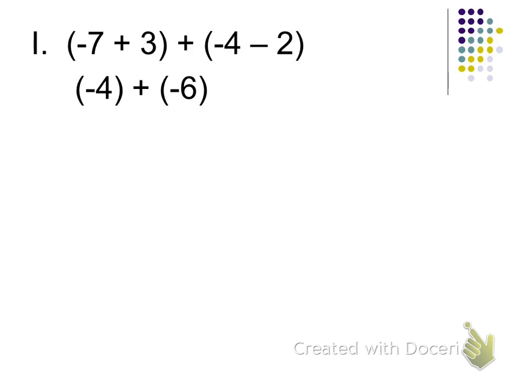All right, so order of operations is coming into play here. You want to simplify your parentheses first. So negative 7 plus 3 is negative 4. And negative 4 minus 2 is negative 6. They're both negative. Add the numbers. Keep the negative sign. You get negative 10.